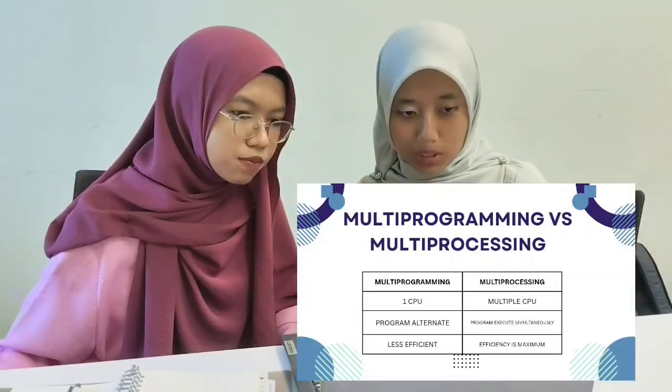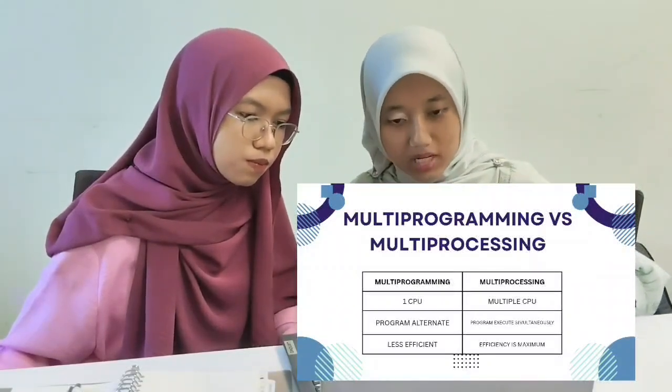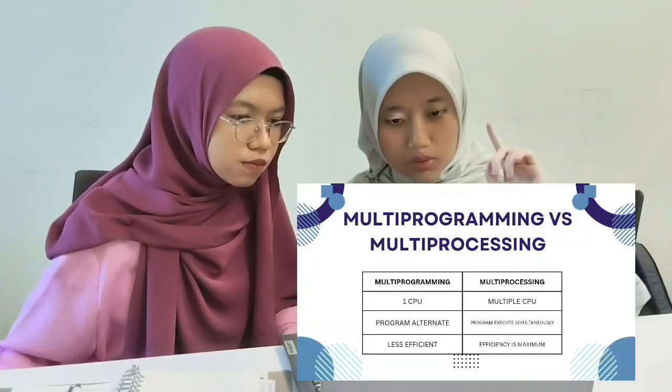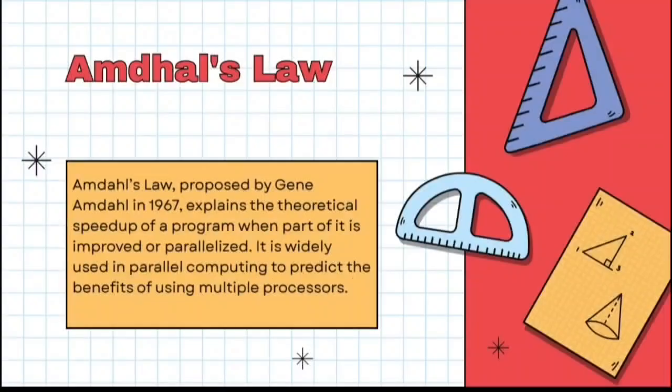Now, let's compare multiprogramming and multiprocessing. Multiprogramming uses one CPU to run many programs by switching between them. And multiprocessing uses multiple CPUs to run programs at the same time. The last slide is Amdahl's law.